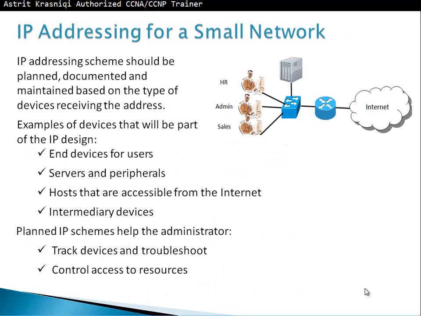IP addressing for a small network. The IP addressing scheme should be planned, documented, and maintained based on the type of devices receiving the addresses. Examples of devices that will be part of the IP design are end devices for users, servers and peripherals, hosts that are accessible from the internet, and intermediary devices. Planned IP schemes will help the administrator to track devices, troubleshoot, and control access to resources.